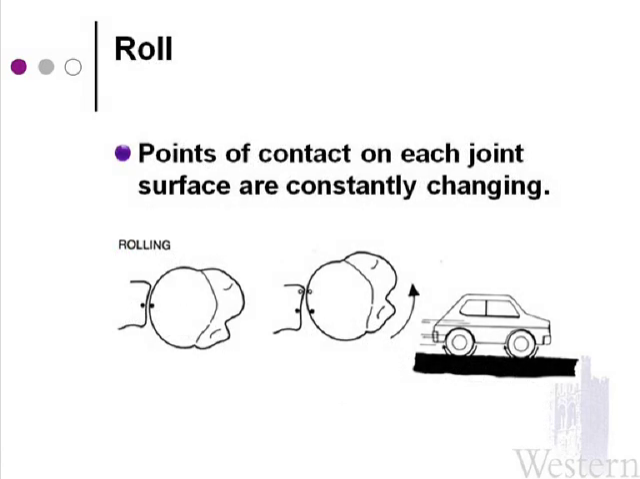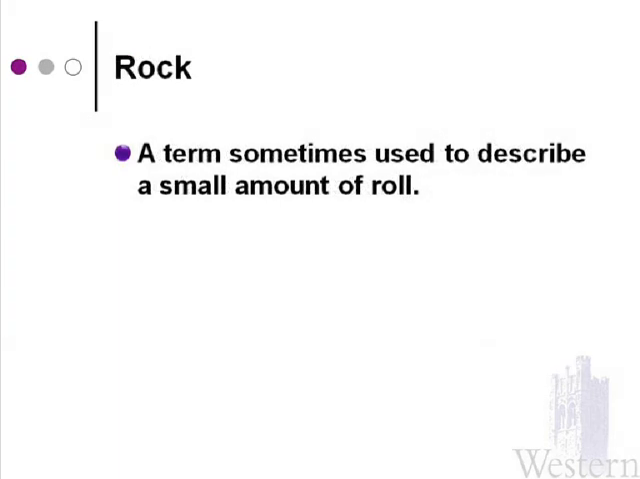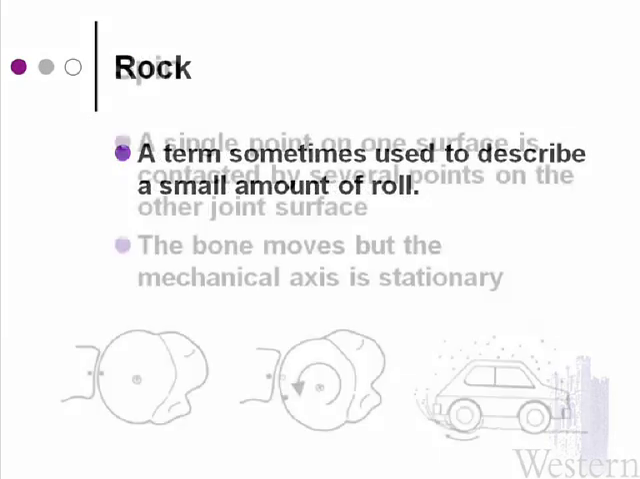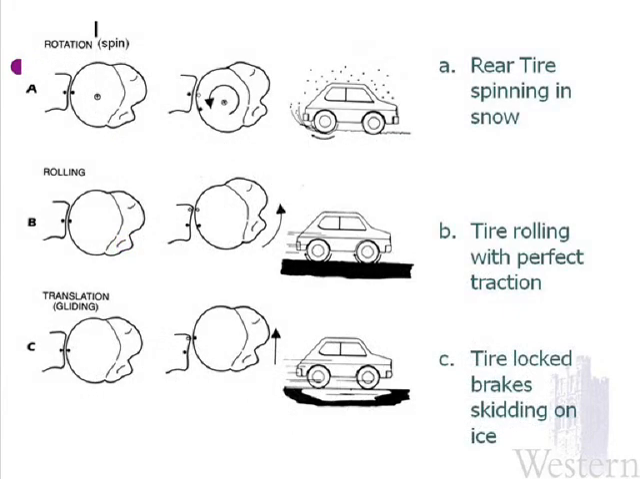A roll can be described as a movement in which several points on the moving bone come into contact with several points on the stationary bone, analogous to the wheels of a car driving along a dry road with good traction. The term rock, though not frequently, is sometimes used to describe a small amount of roll. Finally, a spin can be described as a movement in which multiple points on the moving bone come into contact with the same point on the stationary bone, analogous here to a car spinning its wheels on an icy road but not moving.